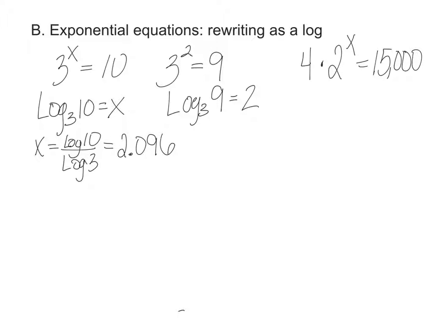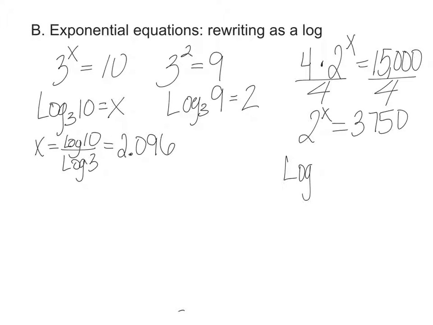So we would have to first get the exponential term by itself before we can rewrite it as a log. So I'm going to divide by 4, and 2 to the x is equal to 3750. Now I can rewrite this exponent as a log. So it's log base 2, the base of the exponent is the same as the base of the log, of what it's equal to, 3750, equals x.